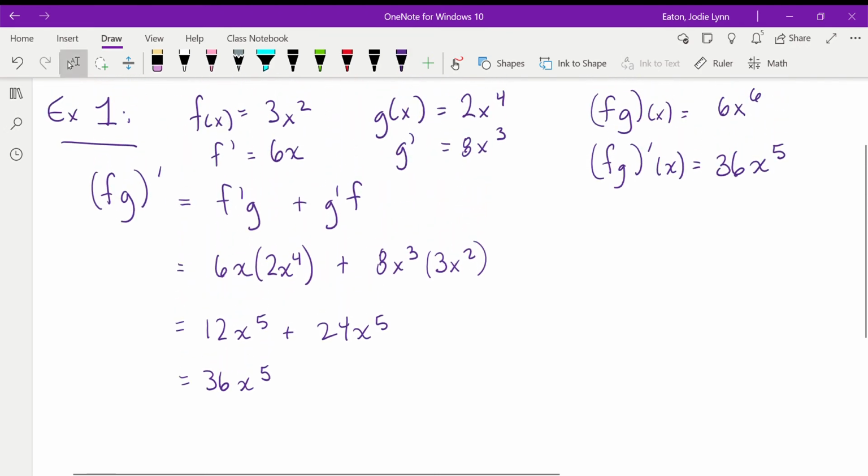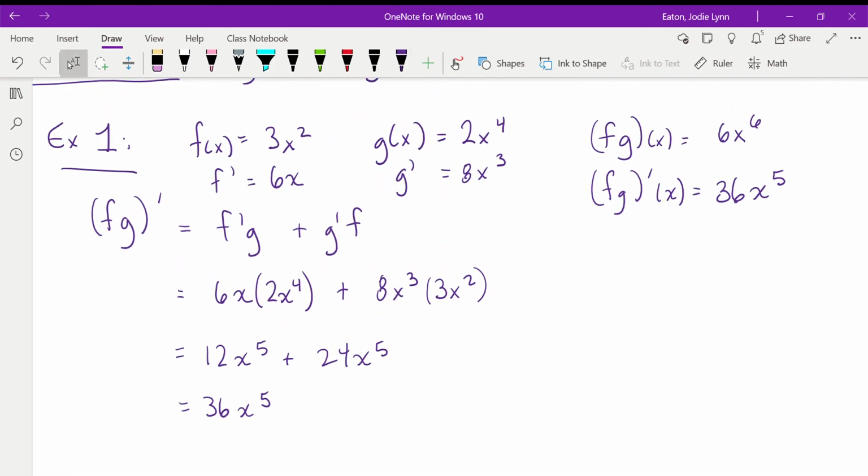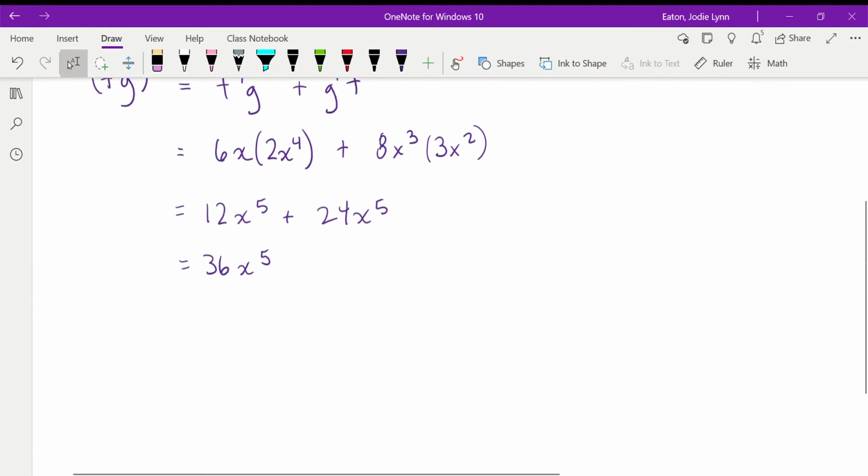So it is possible to do these problems. Sometimes you can just multiply the functions and do it without using the product rule. The product rule often exists for times when we can't do that, or when doing the multiplication would be sort of prohibitively difficult. So let's take a look at one of those problems.